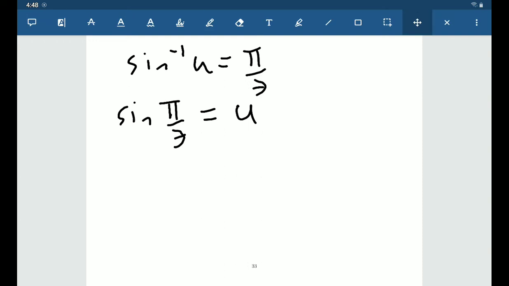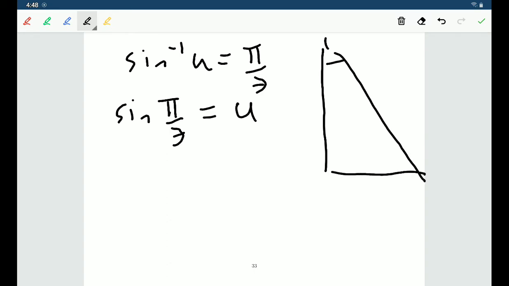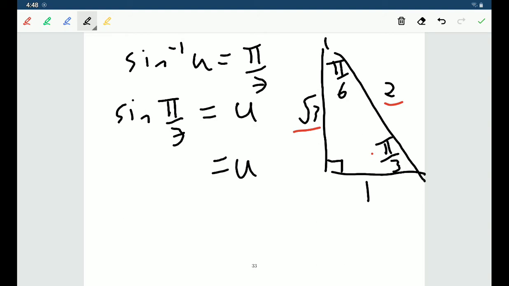And this is where we'll go back and, again, draw our special triangle. For our 30, 60, 90 triangle, 30 degrees, 60 degrees, and 90 degrees. We have for sine of pi over 3, that should be opposite over hypotenuse. That should be root 3 over 2. So that's telling us then that u, which is sine of pi over 3, should be root 3 over 2.